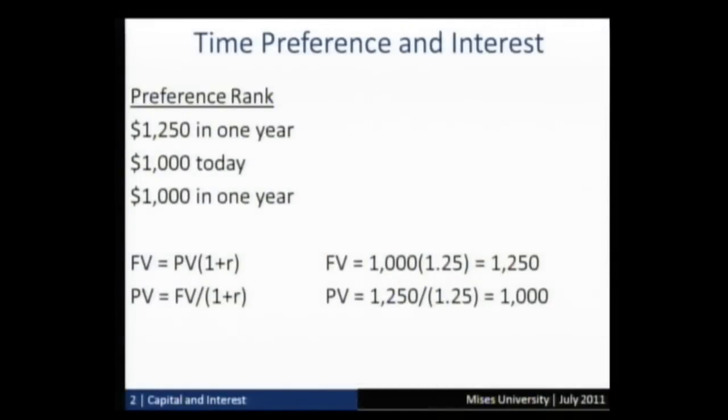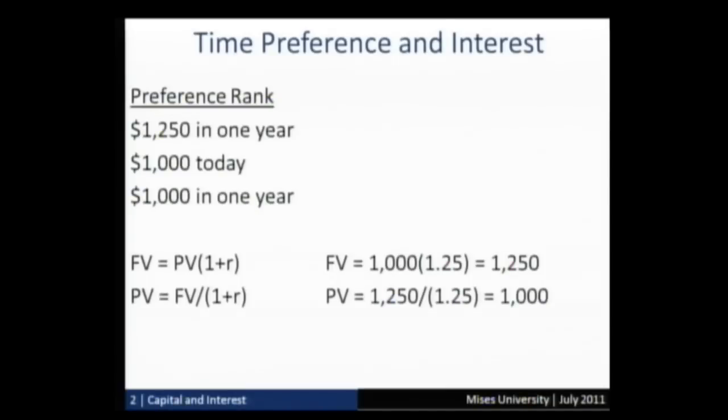If we take this simple example, let's say we have someone with a preference rank over here on the top. Because of time preference, $1,000 today is preferred, ranked above $1,000 in a year. But there might be some amount of money in the future that would rank above $1,000 today. So for this guy, it's $1,250. So this guy would prefer to get $1,250 in 1 year as opposed to $1,000 today. But just like everybody, he prefers $1,000 today to $1,000 in 1 year. And so it is this preference then that gives rise to demand and supply, lending and borrowing, and then the rate of interest.